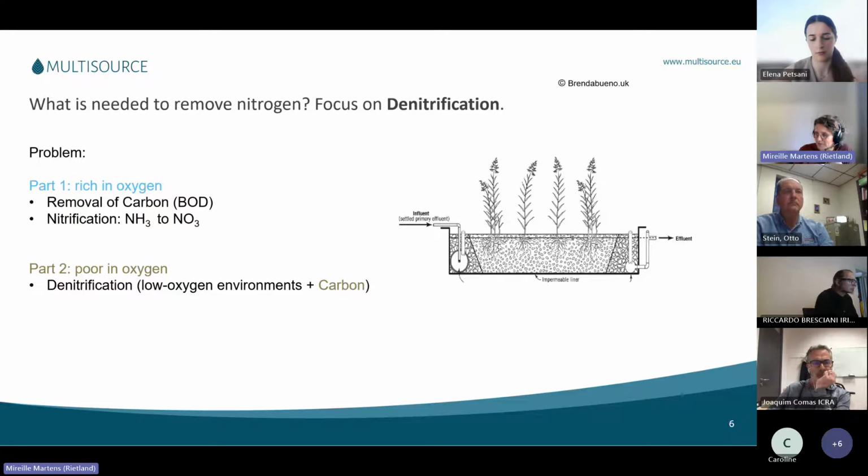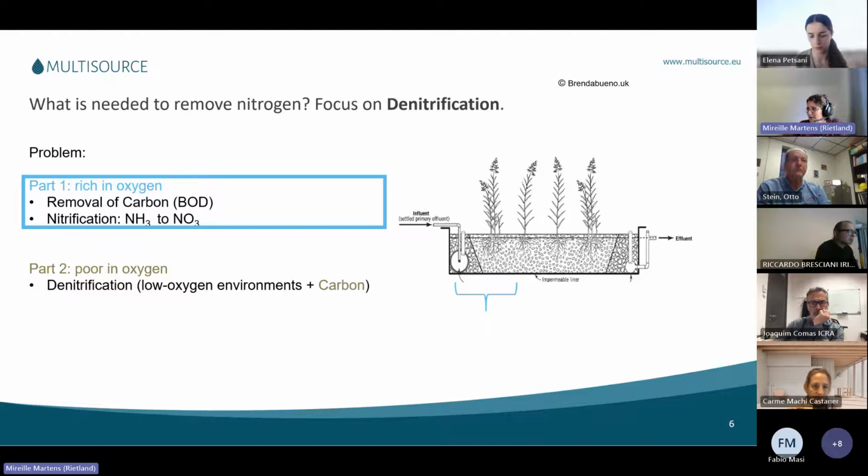So what we do most of the time with Rietland, we have an aerated system, or we always start with a vertical system. Actually, the picture on the right side is a horizontal flow, but just to give you an idea. So the first part of the wetland, we want aerobic conditions because we want to remove carbon, so the BOD, COD should go down.